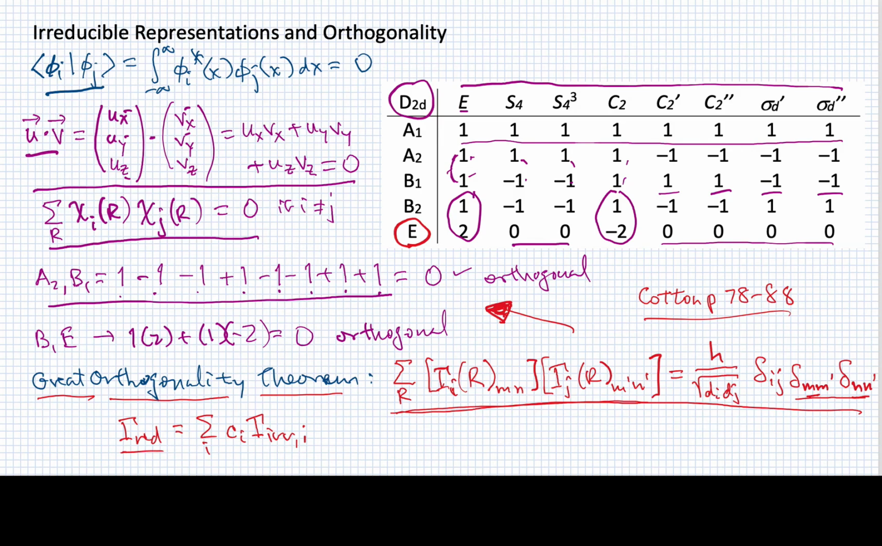So this is very similar to what we have done in writing molecular orbitals as a linear combination of atomic orbitals. Here I'm writing a reducible representation of our symmetry group as a linear combination of irreducible representations. And it turns out that decomposing one of these in terms of these is something that will be very useful for us, but I'm going to cover it in a different video.